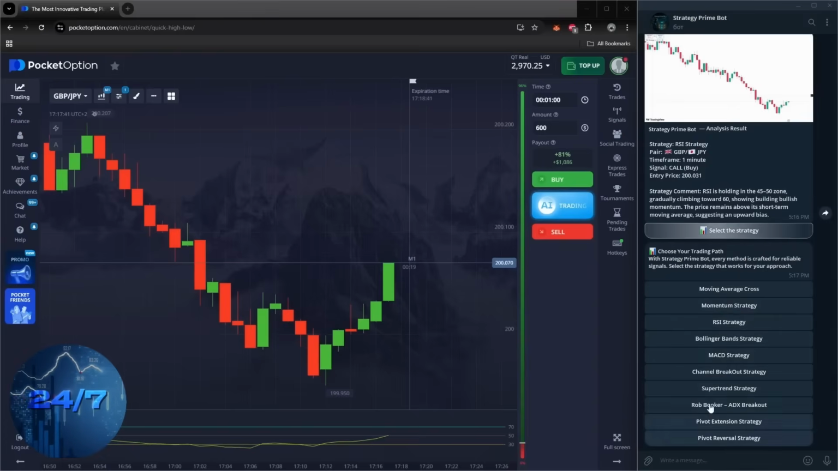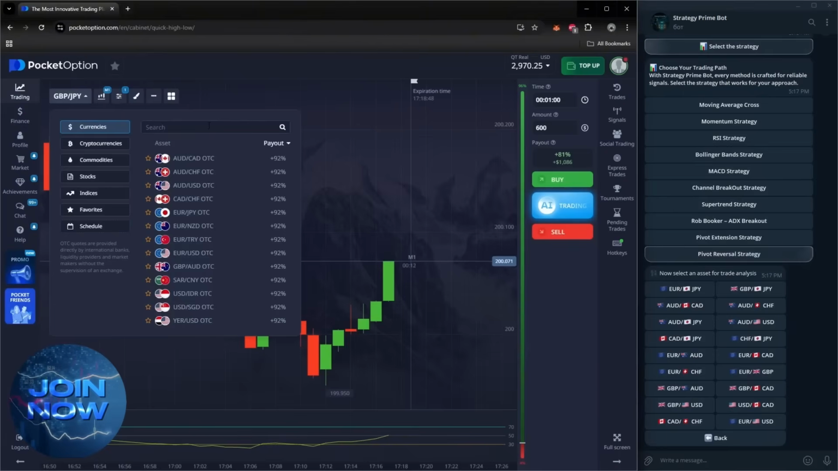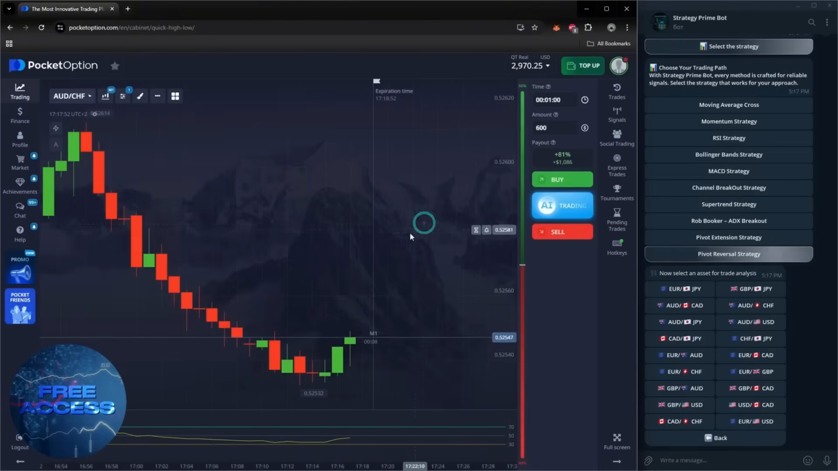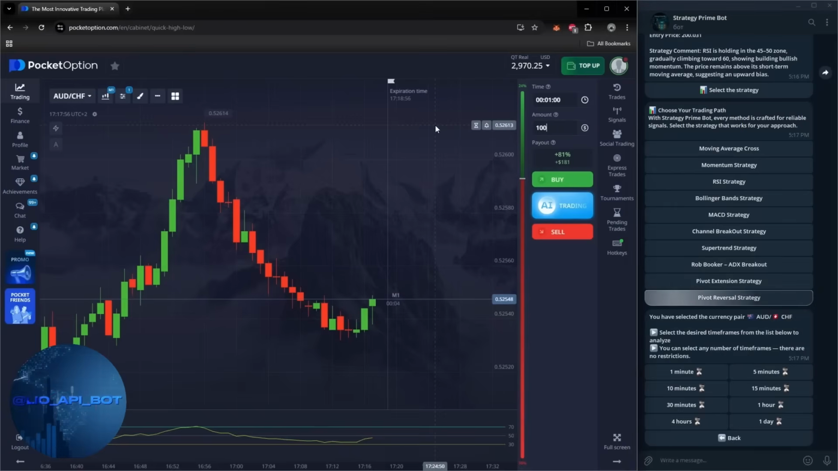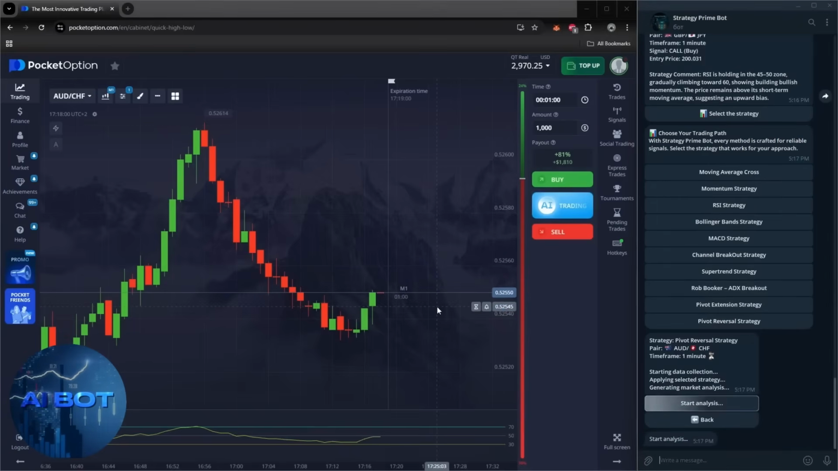And now let's go to the other side of these strategies, the more difficult one. Let's hit pivot reversal strategy, and let's continue looking for the assets. So Australian dollar, Swiss franc, also pretty solid payout, so let's hit it. Australian dollar, Swiss franc, let's set it to 1000 here. 1 minute start analysis.